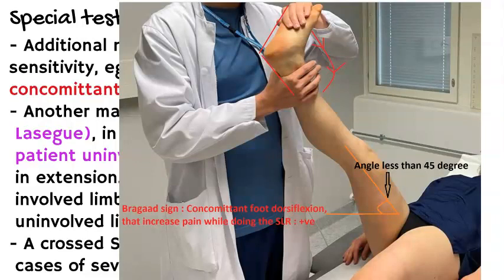This figure shows the Bragard sign, whereby the concomitant foot dorsiflexion was done that increased the pain while doing the SLR. This is considered positive. Usually the angle is less than 45 degrees.